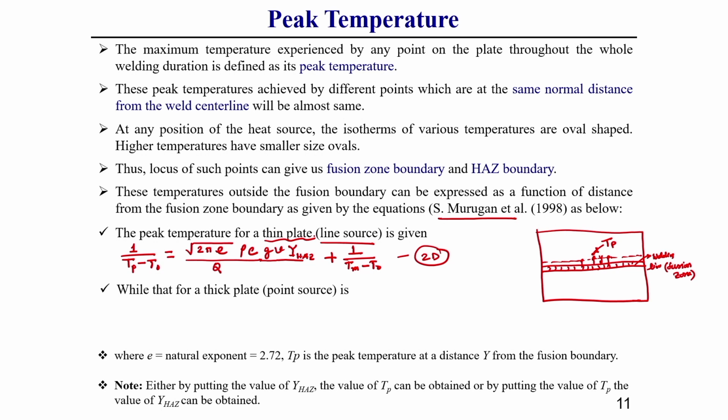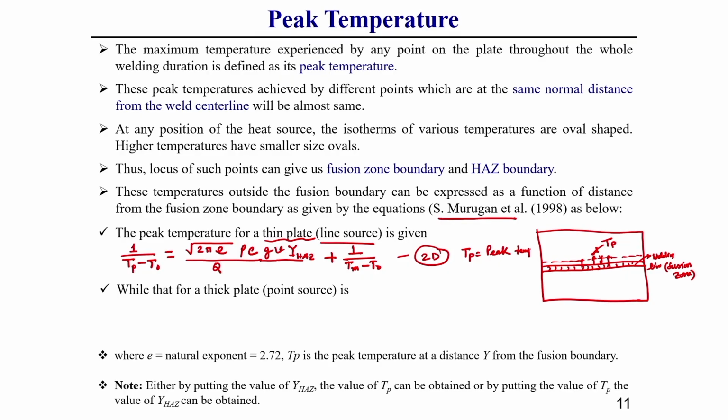Your peak temperature Tp is the peak temperature attained throughout the entire welding duration for a particular point. For a particular point, what is the peak temperature it achieved during its entire welding operation? That temperature is called the peak temperature.